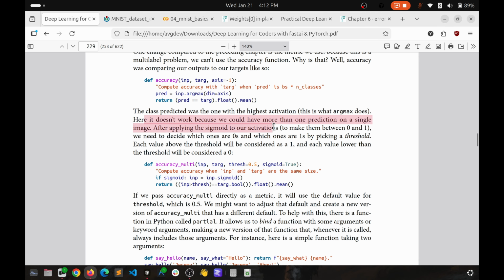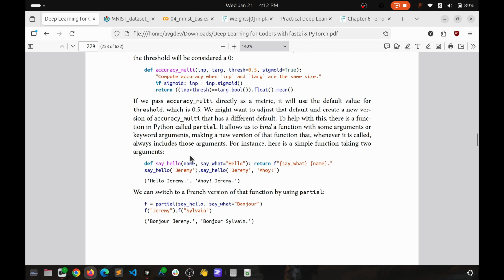After applying the sigmoid to our activations, to make them between 0 and 1, we need to decide which are zeros and which are ones by picking a threshold. Each value above the threshold will be considered as a 1, each value lower than the threshold will be considered as 0. So accuracy_multi. Okay, let's see if we can just implement that.